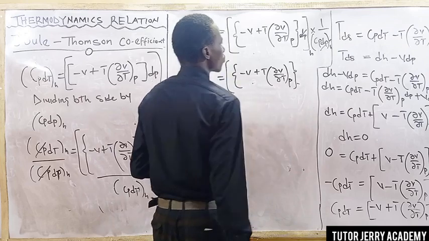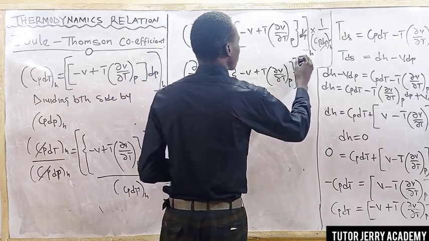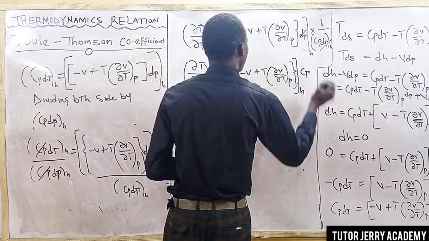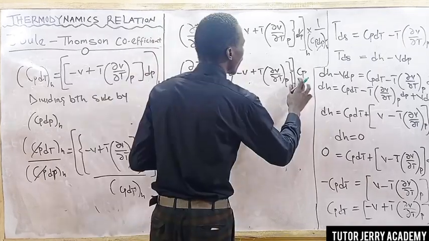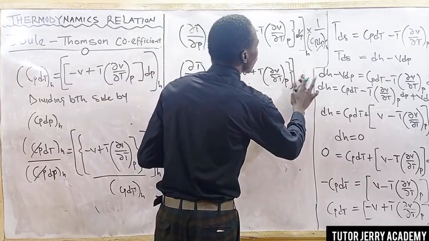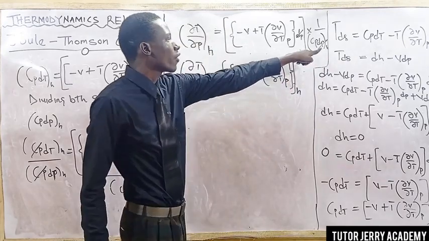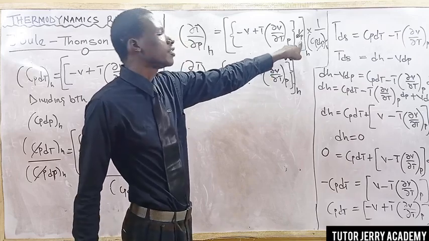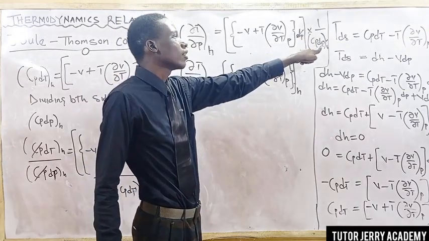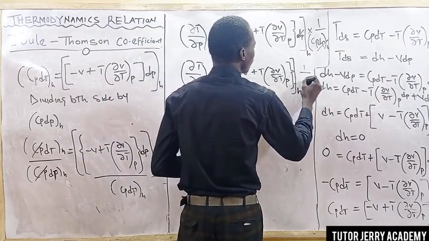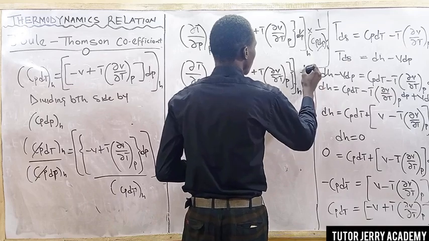This is what we have, keeping H constant, T, P. So here it is going to be 1, because we have 1 all over Cp dP. If dP goes with dP, we are going to be left with 1 all over Cp. So here we are going to have 1 all over Cp. So this is what we have.